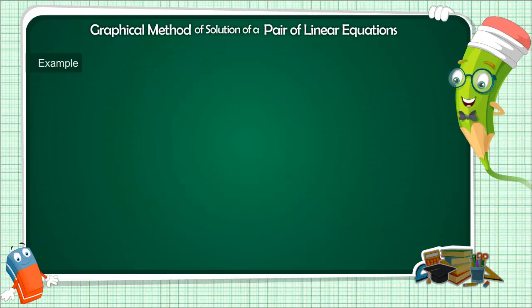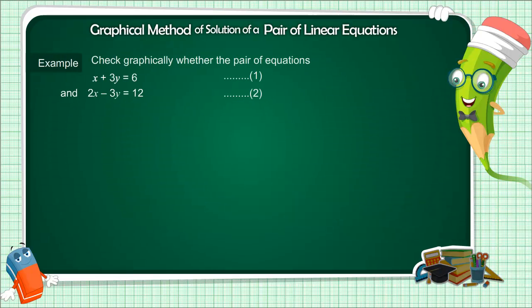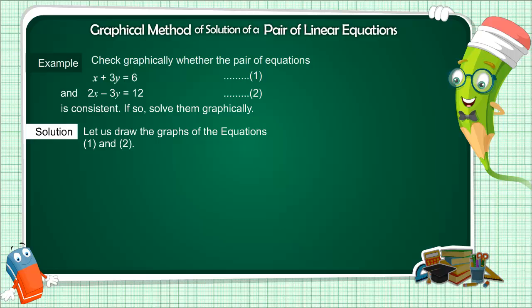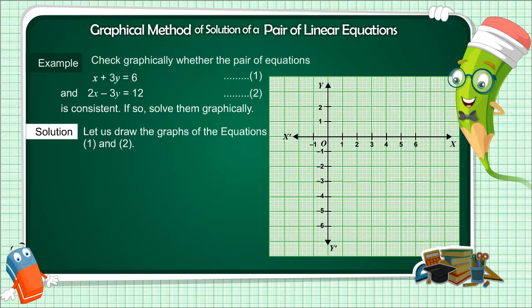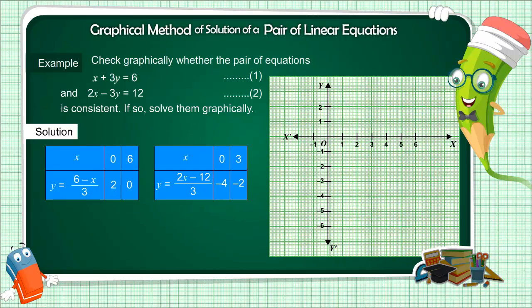Let's see another example. Graphically check whether these two equations are consistent or not, and if they are, then solve them graphically. Let's solve. First, both the equations are shown on the graph. For this, we have already taken out two solutions of both the equations, which you can see in the form of the table. Let us first plot the solutions of the first equation on the graph: x 0, y 2, and x 6, y 0. Now let's draw the line.